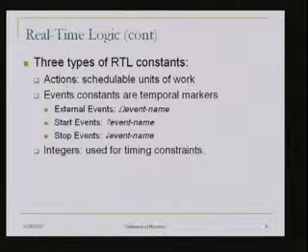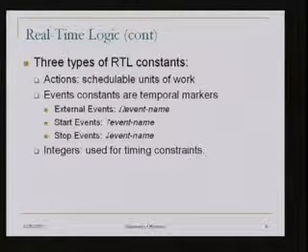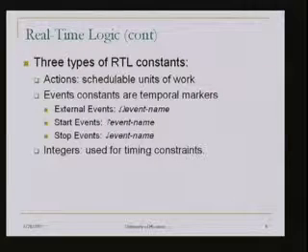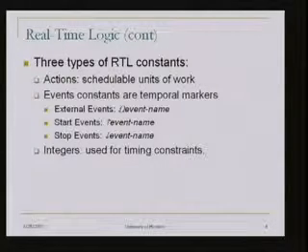But these actions could be real actions. So this could be a robot arm moving from left to right. It could be the railroad crossing gate going up or going down. It could be a valve in a pipe closing or opening. So those are schedulable units of work.